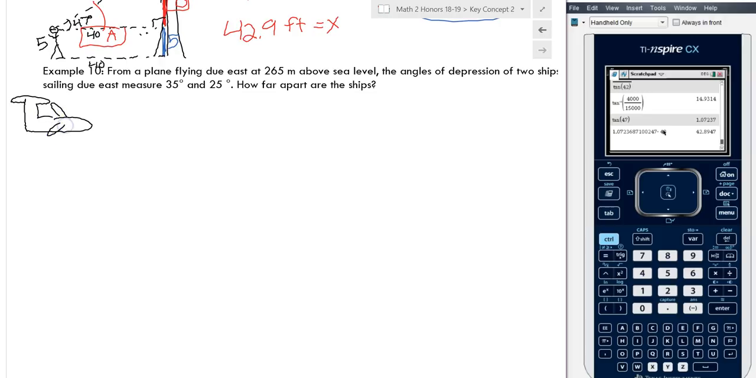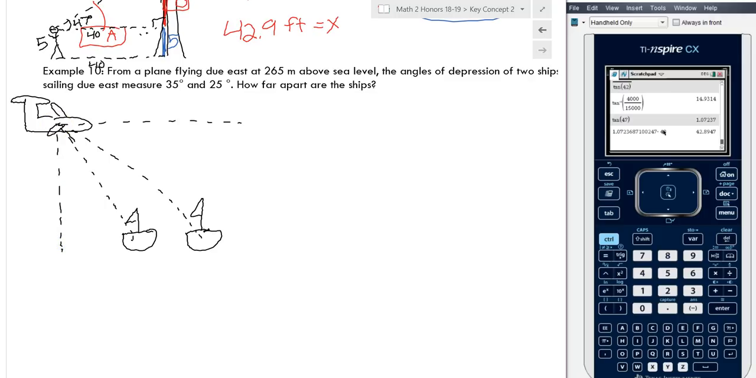My beautiful plane drawings. And I have a ship, sailboat, and another ship with a sailboat. So it's saying that I have an angle of depression down to this ship, and I have an angle of depression down to this ship. Okay. And my plane is at a height of 265 meters. What I want to find is the distance between these two ships.